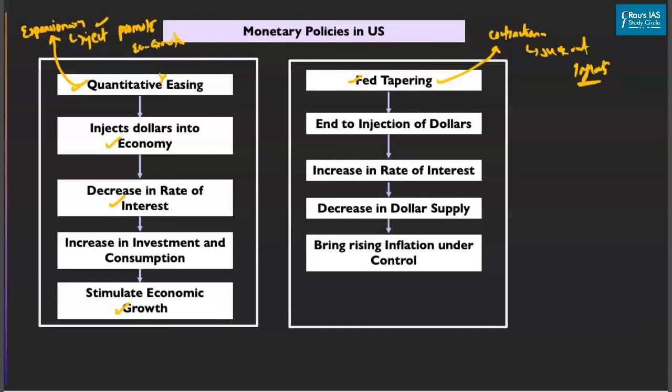That is, it decides to put an end to the injection of dollars, and this leads to an increase in the rate of interest. And by doing that, the US Fed Bank would be able to bring the rising inflation under control. So whenever the US Fed Bank switches from quantitative easing to Fed tapering or from Fed tapering to quantitative easing, this in turn has an impact on the Indian economy, about which we will be discussing later.